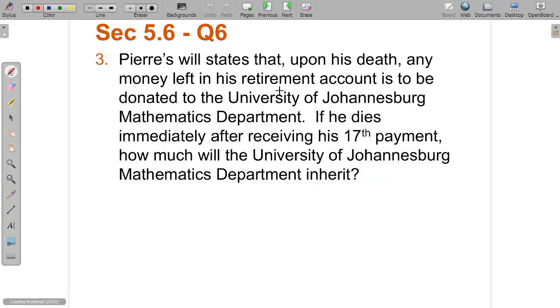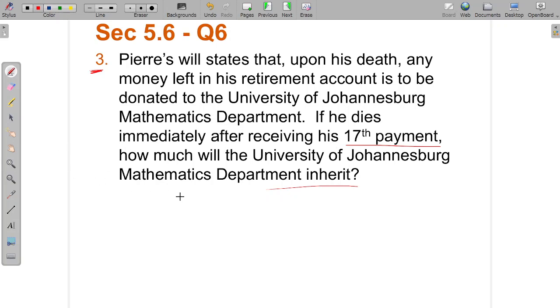Okay, let's take the third part of that question. Perry will state that upon his death, any money left in his retirement account is to be donated to the University of Johannesburg Mathematics Department if he dies immediately after he receives his 17th payment. How much will the University of Johannesburg Mathematics Department inherit? Okay, all right, in this one, we are looking for how much will be given to the University of Johannesburg.